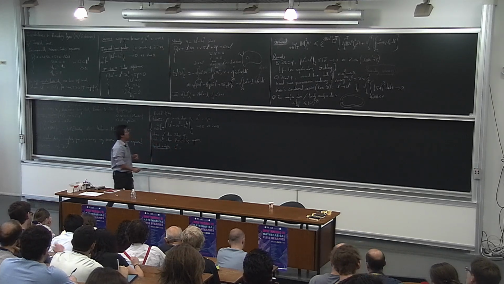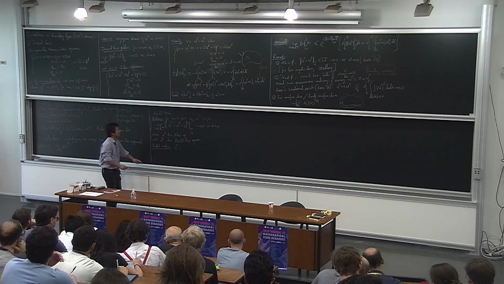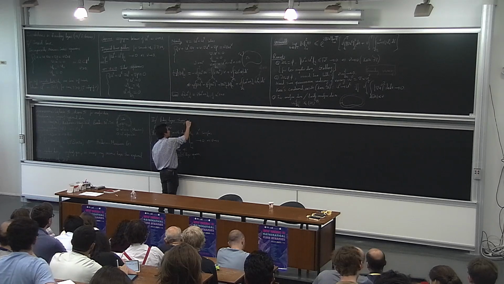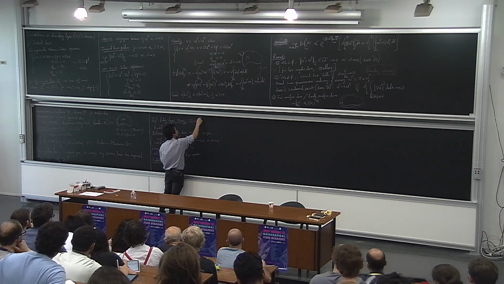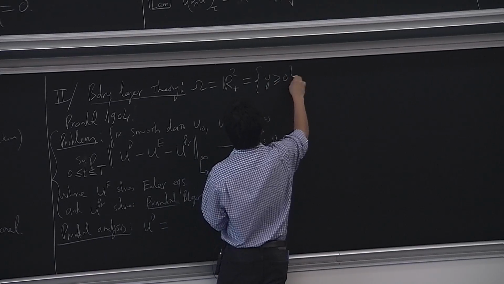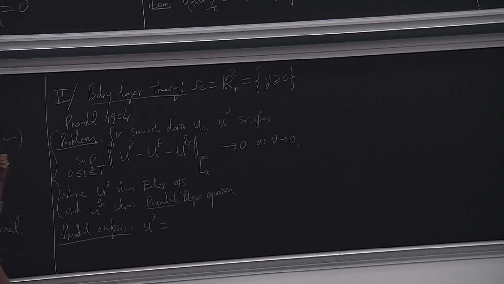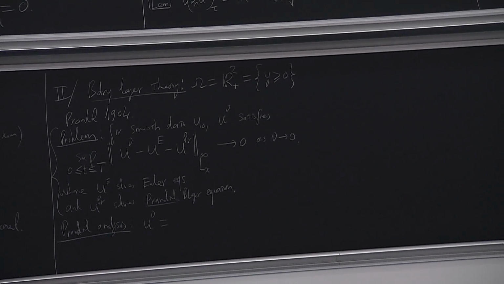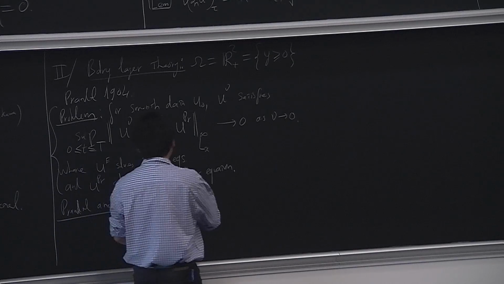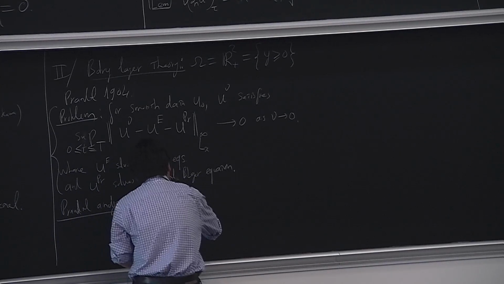Propose that when you are near the boundary, actually maybe I should be even more precise. The boundary layer theory, and I'm going to just take R2 plus, which means that in the space y is positive only, or x and y, y is positive. All right, and the Prandtl analysis is like this. So now you are in 2D.